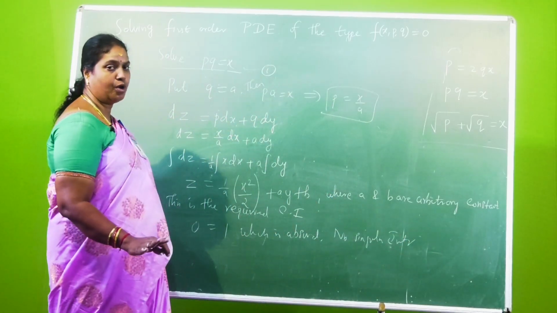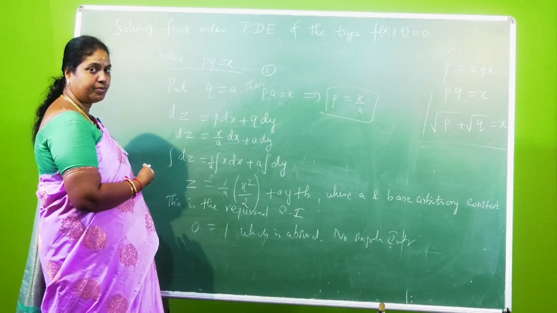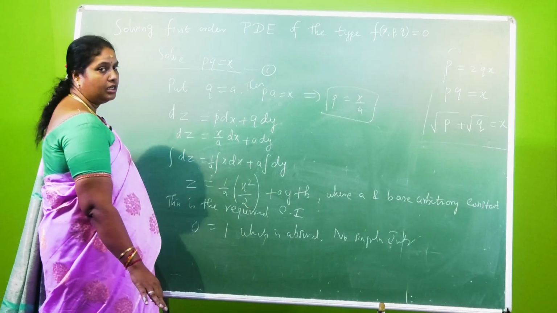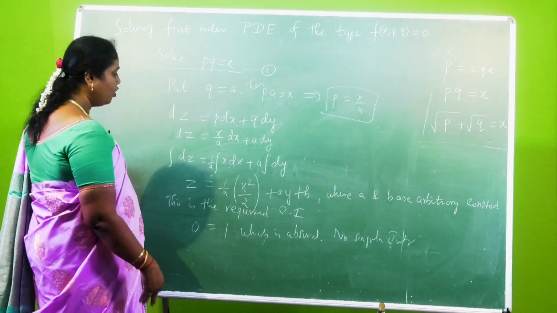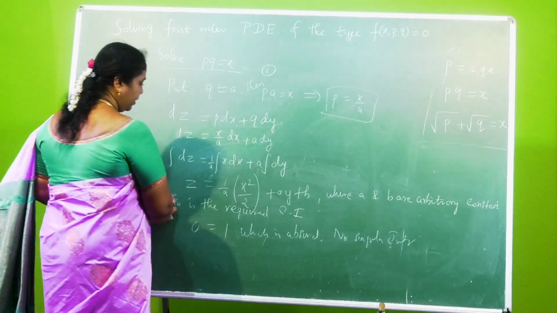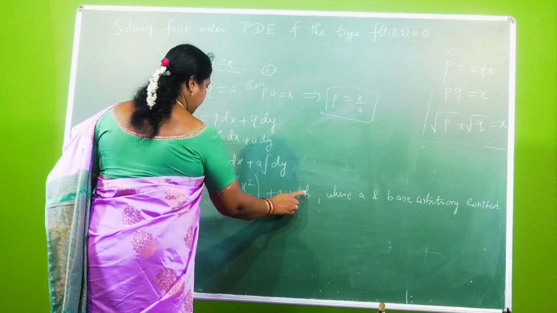So what kind of problems? It may be a simple expression or a large expression like in the previous problem. No matter, there is no singular integral for this type, f of x, p, q equal to 0. Okay, what about the general integral? What should you do? You have to replace this b by phi of a.